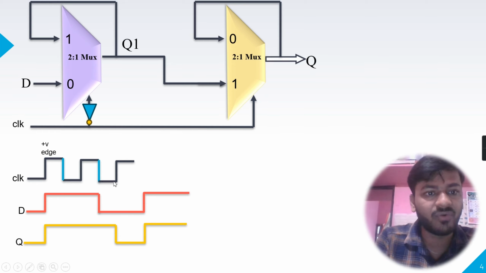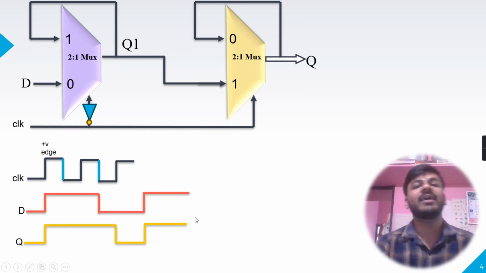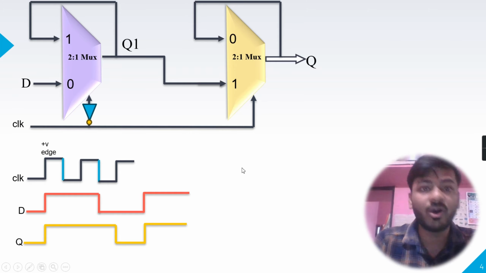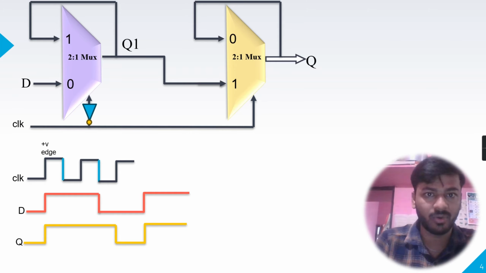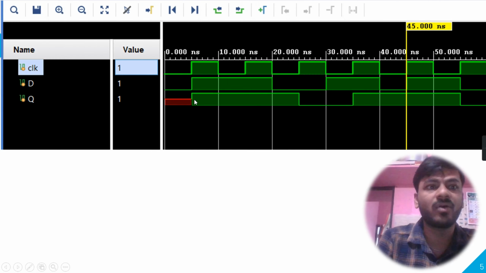So you can see for this negative edge also, my Q is high itself. That means it is giving output as per the D flip-flop only. This is the real-time waveform of the positive edge triggered D flip-flop.